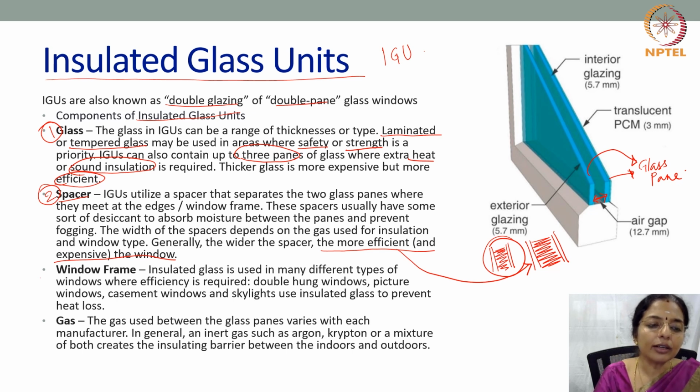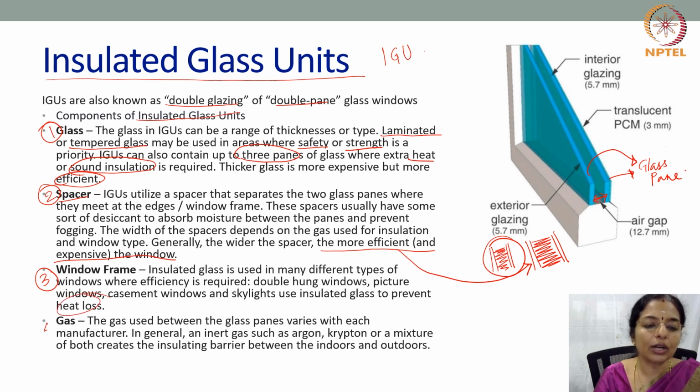The third component is the window frame. Insulated glass is used in many different types of windows where efficiency is required. Double hung windows, picture windows, casement windows and skylights use insulated glass to prevent heat loss.